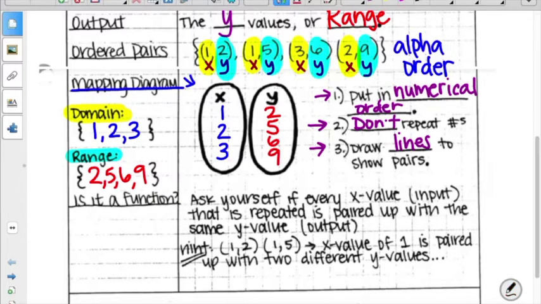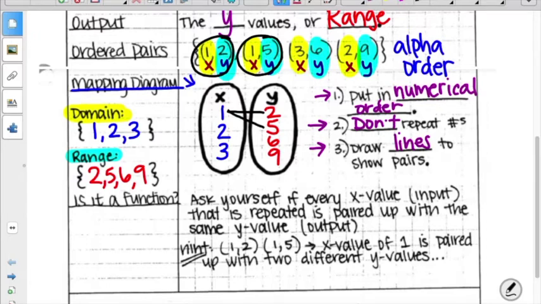And the last step is to draw lines to show the ordered pairs. So our first ordered pair was 1, 2. So from the 1 in my x bubble, I'm going to draw a line to the 2 in my y bubble. My next ordered pair is 1, 5. So again, using the same 1 in my x bubble, I'm going to draw a line down to the 5 in the y bubble.